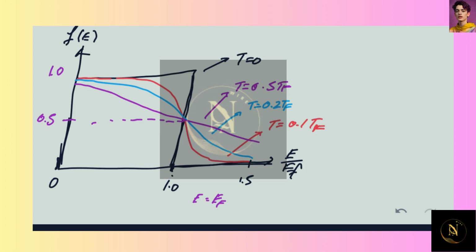But of course, at a higher temperature, the curve starts to flatten out, so you no longer get a sharp decrease near the Fermi energy, but rather it becomes a gentle slope.